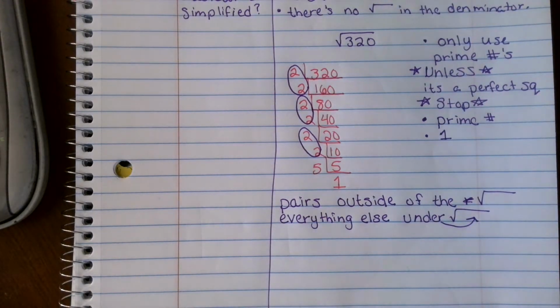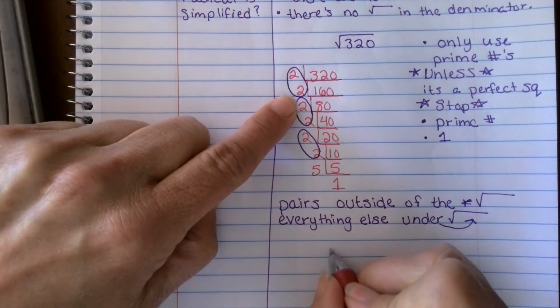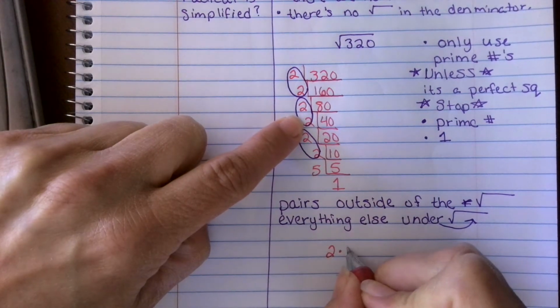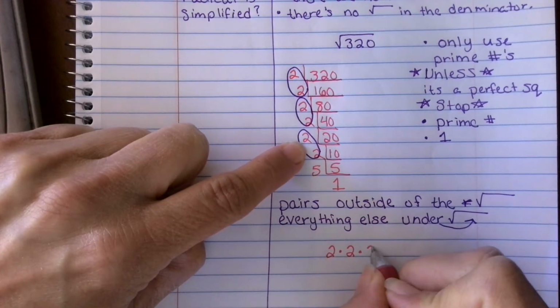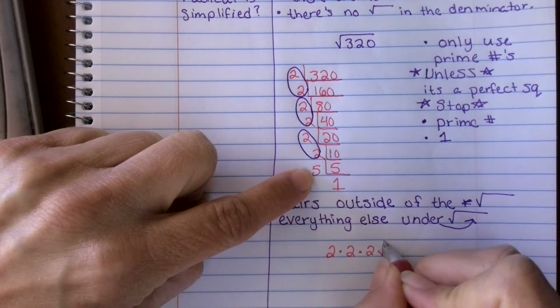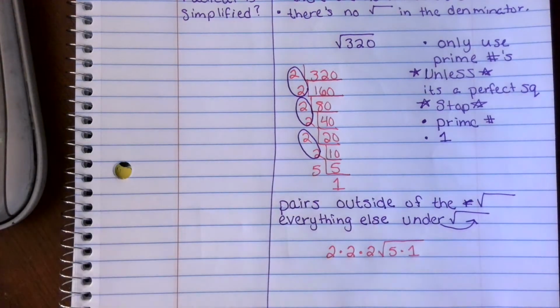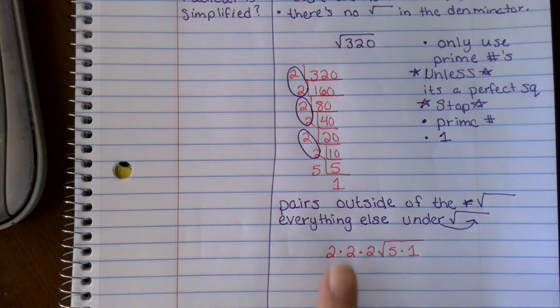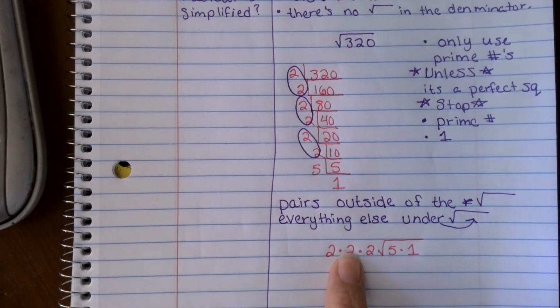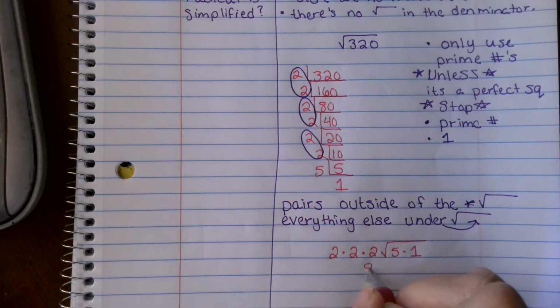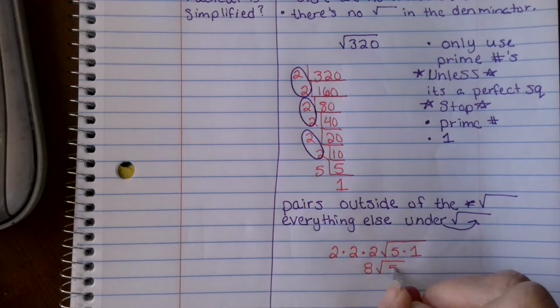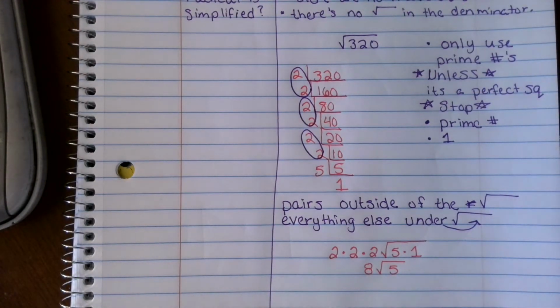So that's what it's going to look like. A pair of 2s, another pair of 2s, another pair of 2s, radical 5 times 1. So remember, 2 times 2 is 4. 4 times 2 is 8. Radical 5. And that is your answer.